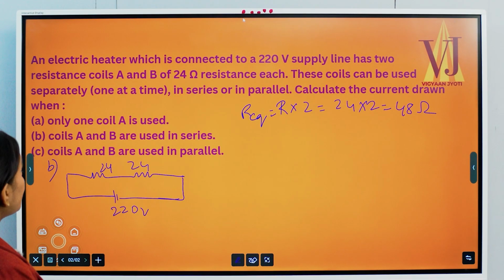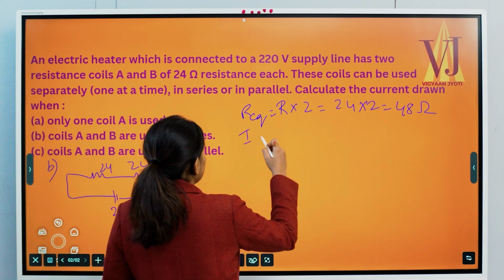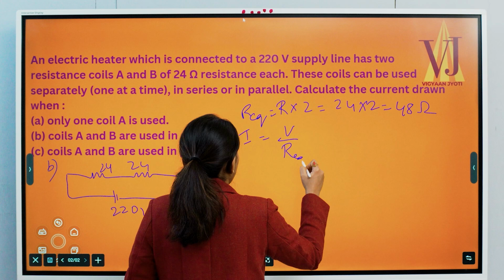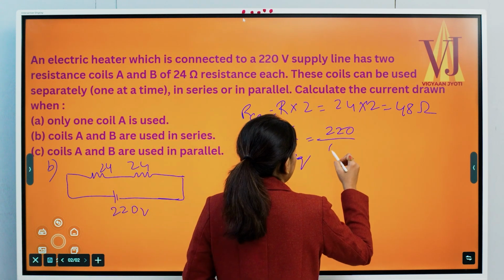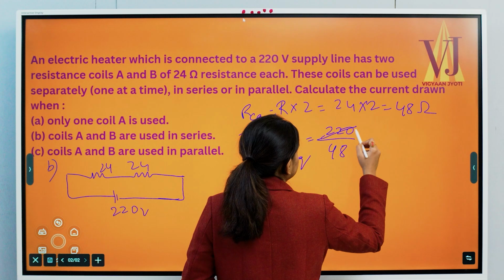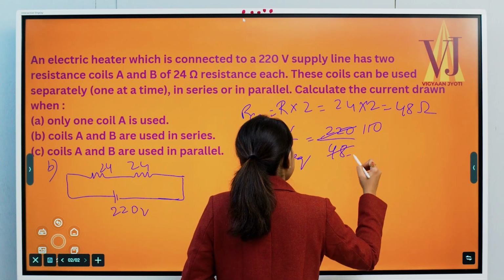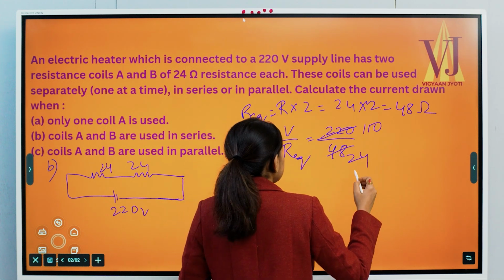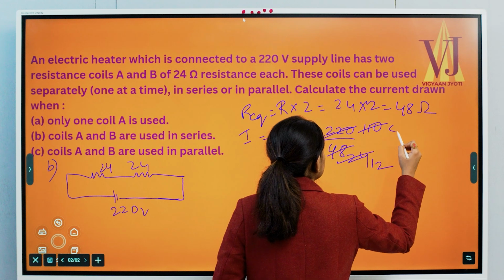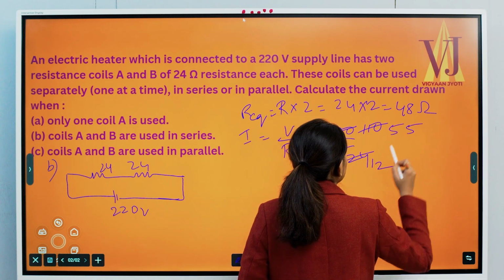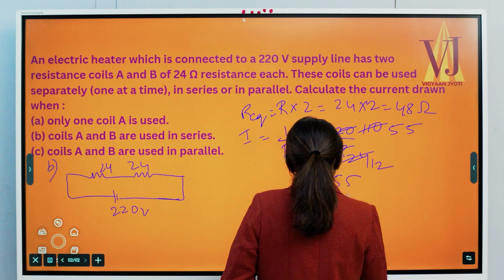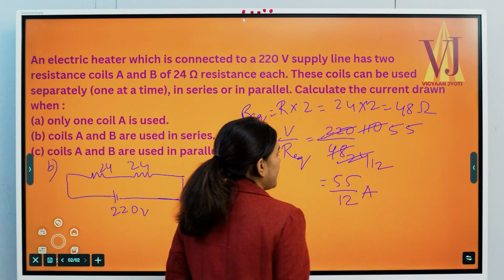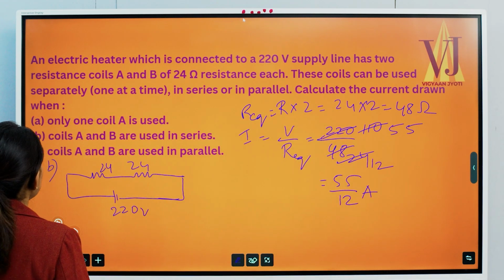Okay, what they have asked, what is the amount of current drawn? So again same story, V by R eq, 220 divided by R eq. R eq means 48. What else is left? 12, no? So 55 by 12 ampere. I'm just dropping it to fraction. Fine. So this much is when this is used in series.